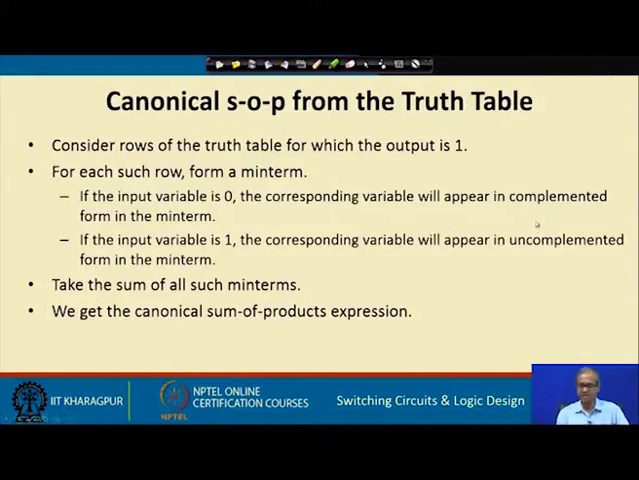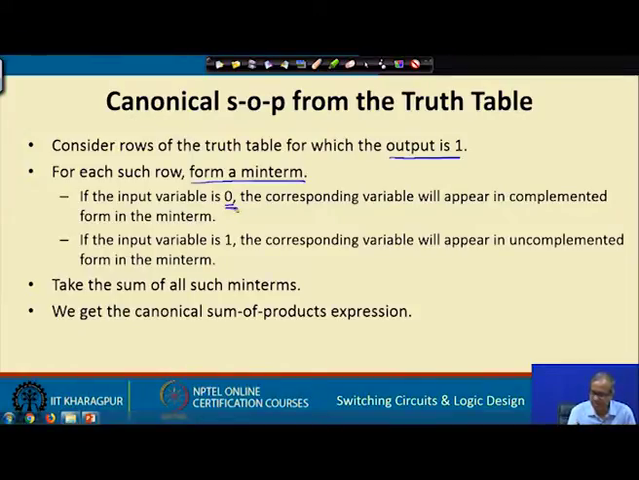Now, this we have already seen earlier, let us look at it once more, there is no harm. What we are saying is how to obtain the canonical sum of product expression for a truth table. This I have already shown with the help of an example of a full adder in the last lecture. You consider rows of the truth table for which the output is 1. For each such row, form a minterm, where the literals are defined like this.